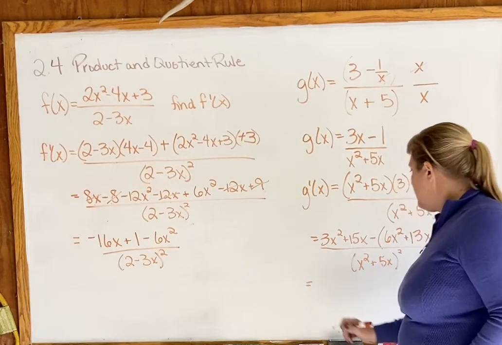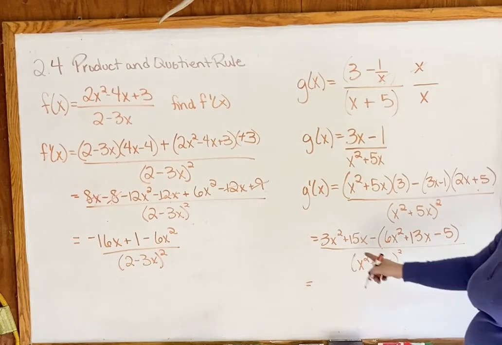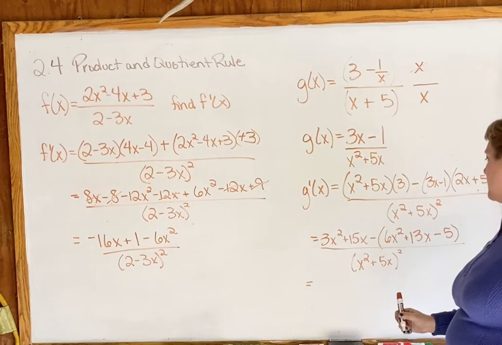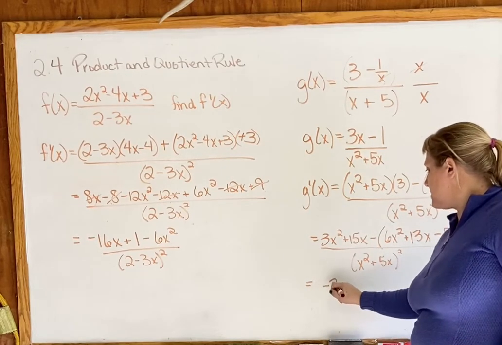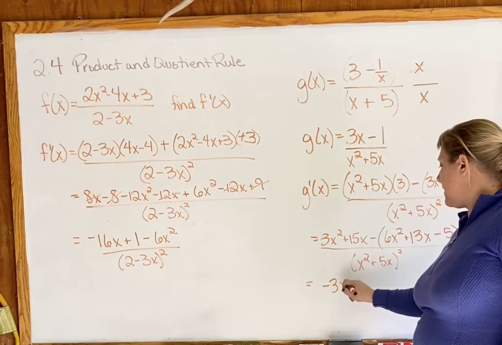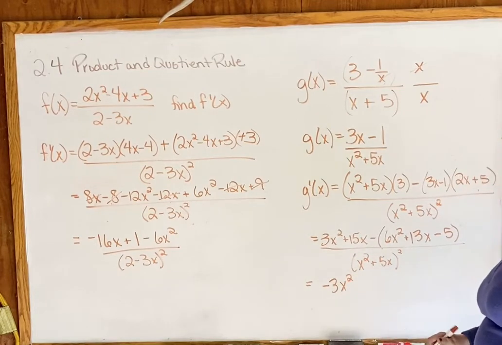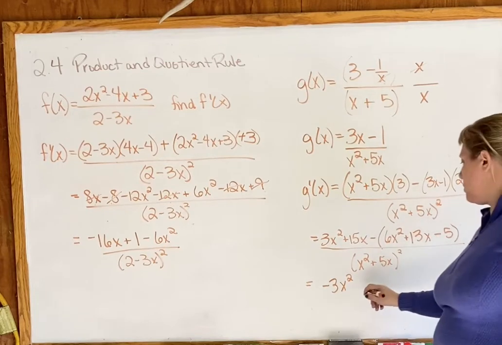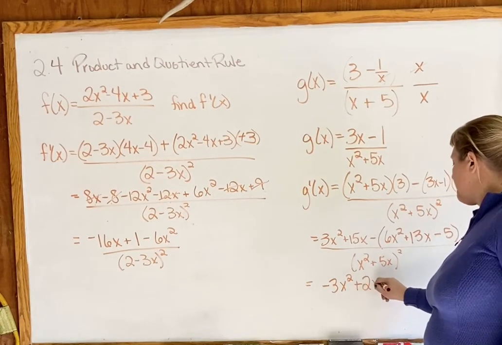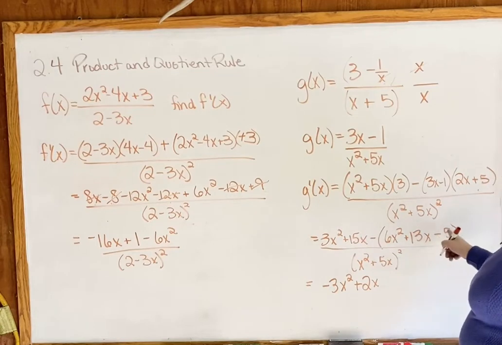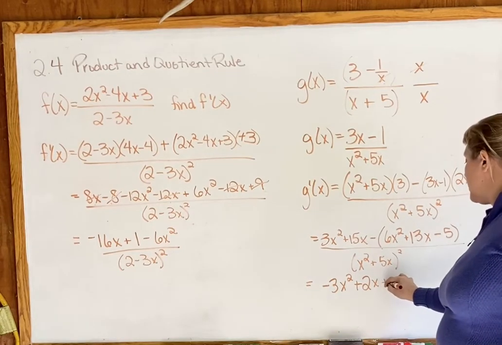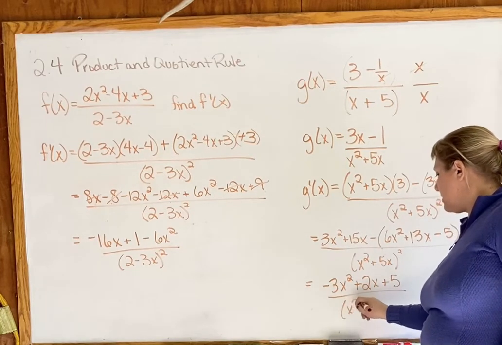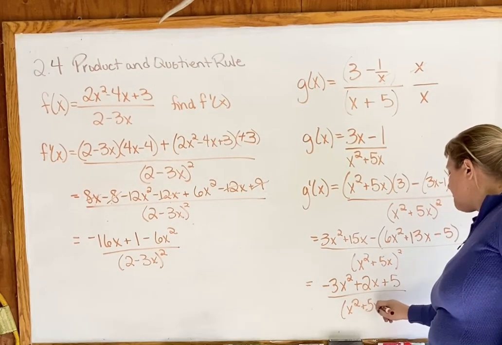Okay, so let's see what we've got here. Now don't forget this minus sign here. So 6x squared is going to make a minus 3x squared. And then the 15x minus 13x will give us 2x. And then the minus minus will give us a plus 5. All over x squared plus 5x, squared.